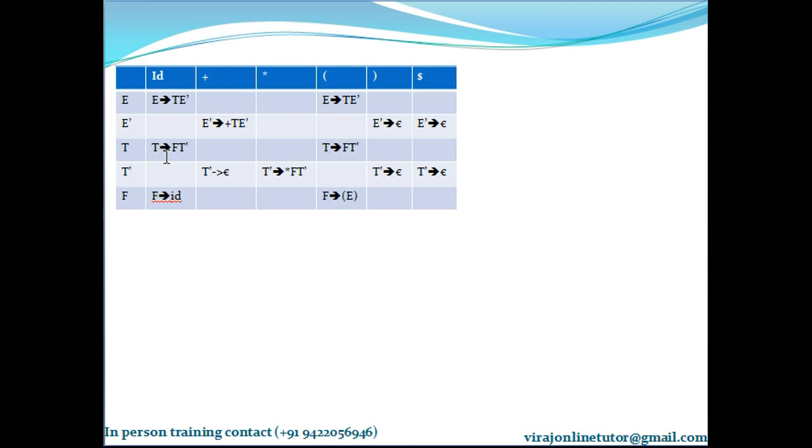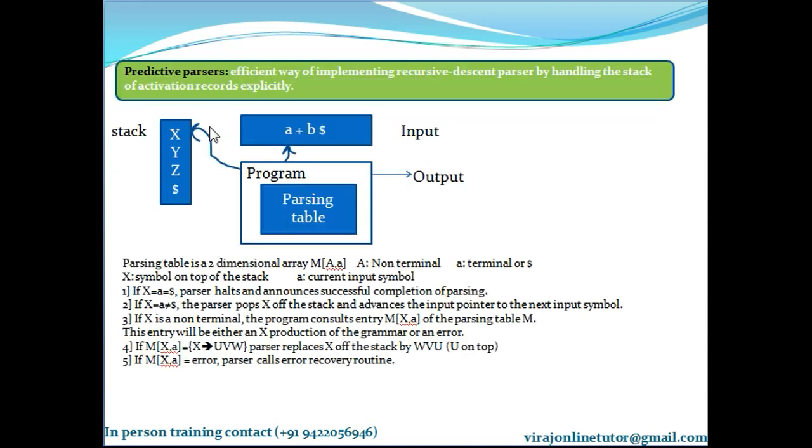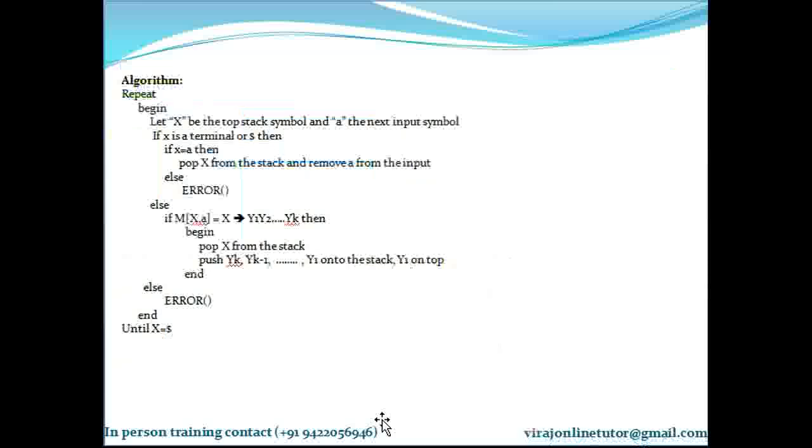For example, if the topmost element of the stack is E dash, and the current input symbol is plus, it will read this cell. It will pop that topmost element from the stack and replace it with its production. If the topmost element of the stack is a non-terminal but doesn't have an entry for a particular terminal in that table, that means it's an error. In that case, report an error. Simple. So this is the algorithm for parsing your input with the stack.